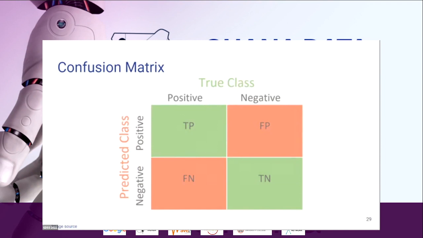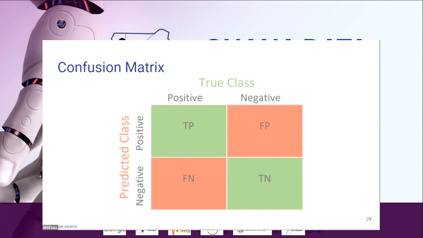So the true positives are cases where our model says that this example is a positive class, and that's actually the right thing. And then true negatives, it says that this example is a negative example, and that was actually the right thing. So that's when our model is doing well.